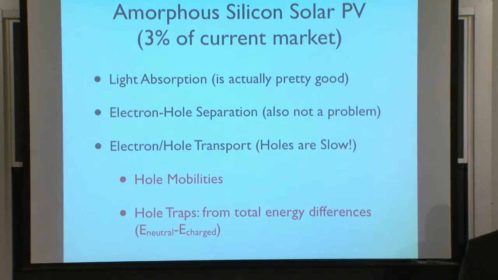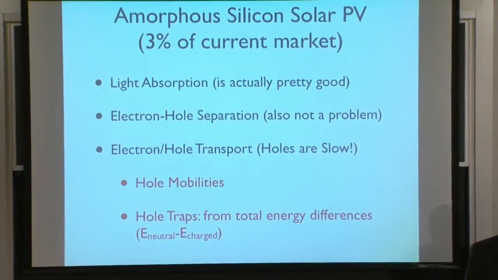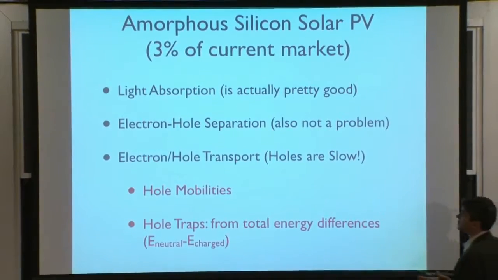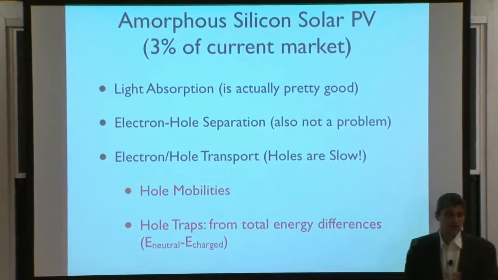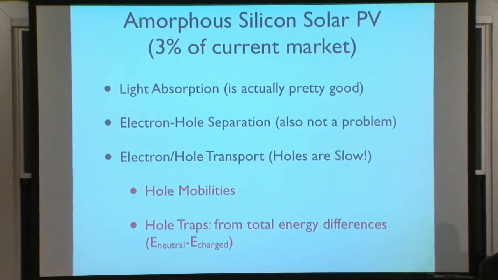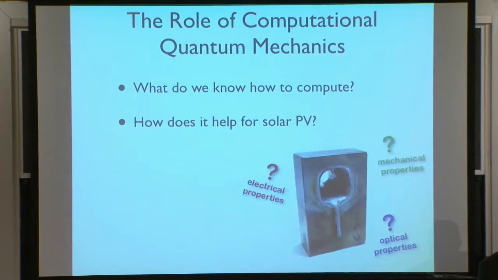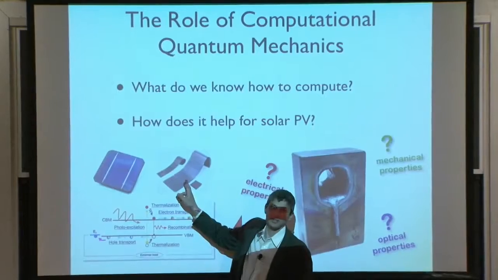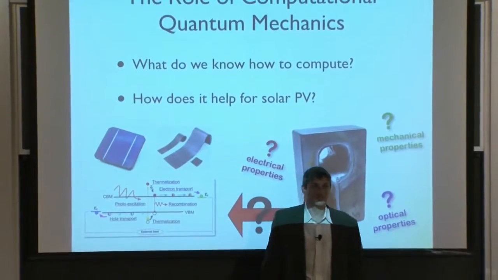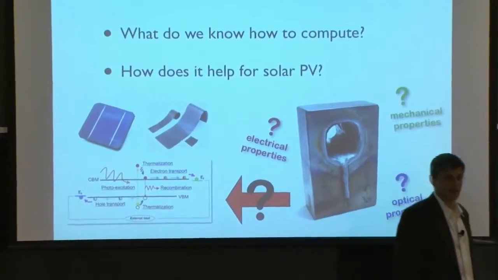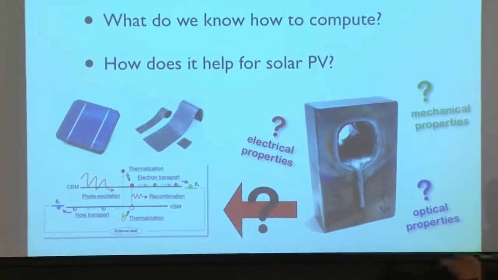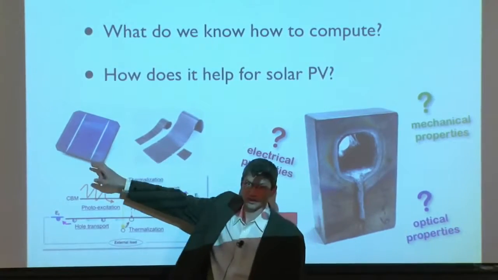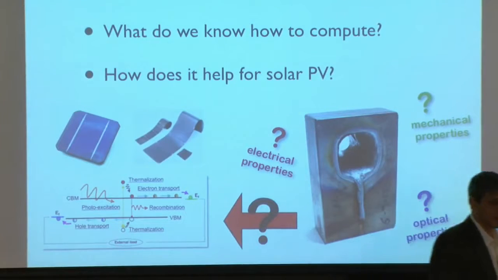In amorphous silicon, see, amorphous silicon is actually 3% of the market. And light absorption is really pretty good, and so you can make them very thin. That's the picture. There, that's a crystalline silicon cell, and that's an amorphous silicon cell. And you can see one is curving because you can make it really, really thin. Whereas if you tried to curve 100 microns, it's really hard to do. You're going to crack it.